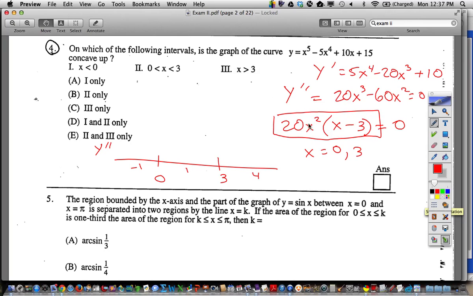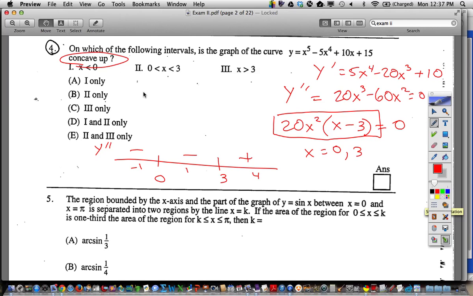So if I put a negative in, that's going to be positive. Negative 1 minus 3 is negative. Positive times negative. Put a 1 in here, that's positive. That's negative. That's negative. Put a 4 in there, that's positive. That's positive. So where do we get a change in concavity? Oh, wait, we don't want to change the concavity. It says, where's it? There we go.